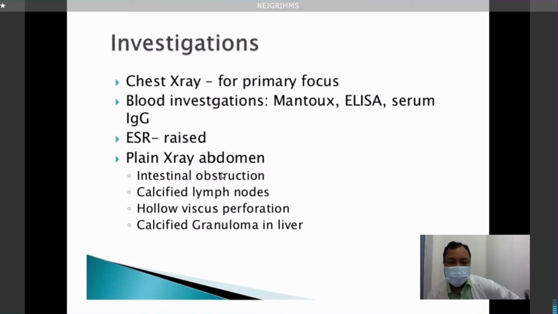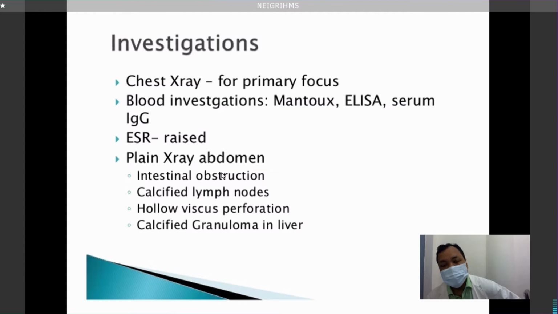So the investigations that we'll try to do, basically if you have suspicion of tuberculosis, will be all the basic investigations, and ESR might sometimes be raised, but as you know, in any chronic disease, ESR will be raised. So if the patient comes to us with pain abdomen and you're suspecting either obstruction or perforation, then plain X-ray abdomen, both in the erect and the supine position, may be helpful.